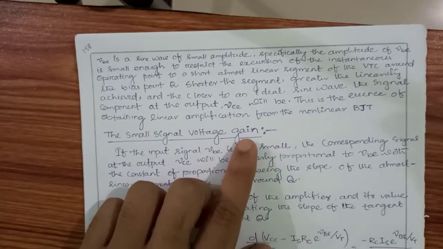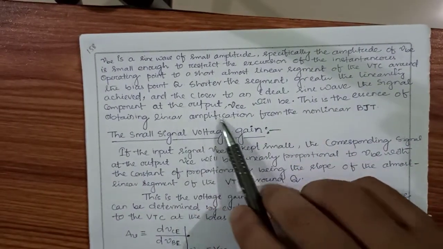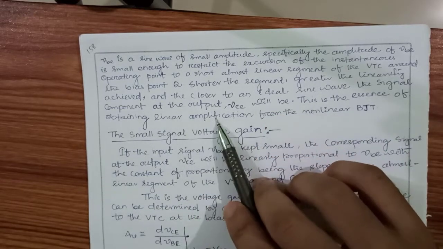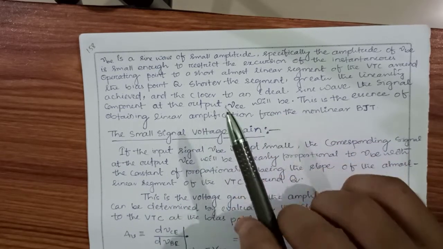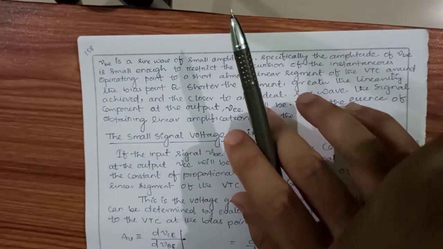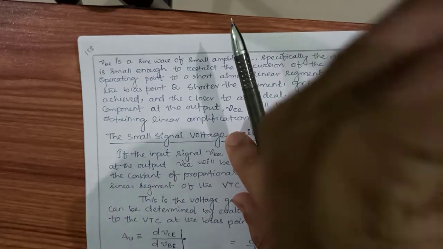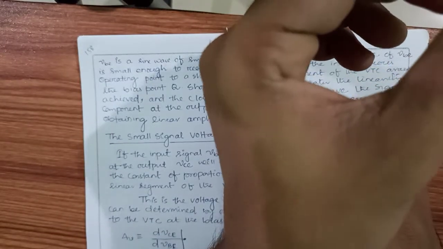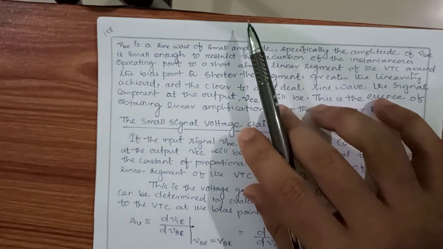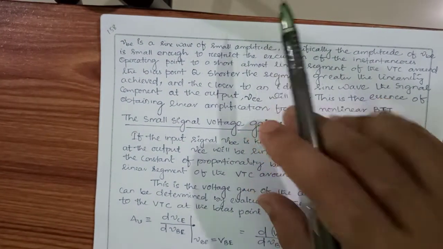And the sine wave signal component of the output vc will be, and this is the essence of it. So remember, for linear amplification, what you have to keep in mind is that our vbe value should be very small. It means in the non-linear characteristic, I have to take a region for which it will act as a linear amplifier. My vbe value should be very small, then only it will amplify with a very high value.